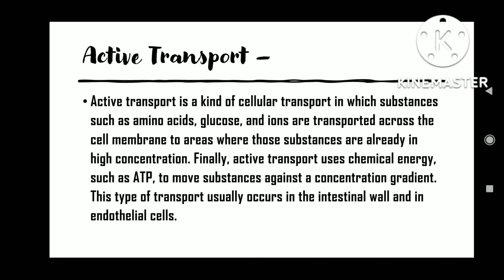Active transport is a kind of cellular transport in which substances such as amino acids, glucose and ions are transported across the cell membrane to areas where those substances are already in high concentration. Active transport uses chemical energy such as ATP to move substances against a concentration gradient. This type of transport usually occurs in the intestinal wall and in the endothelial cells.